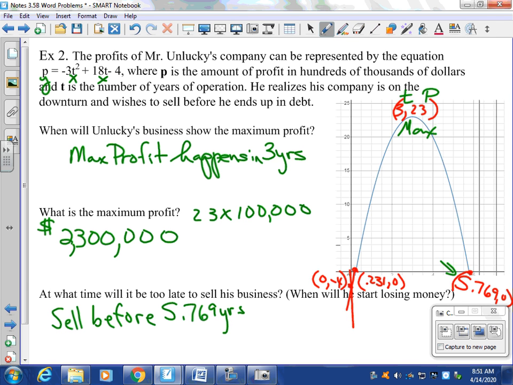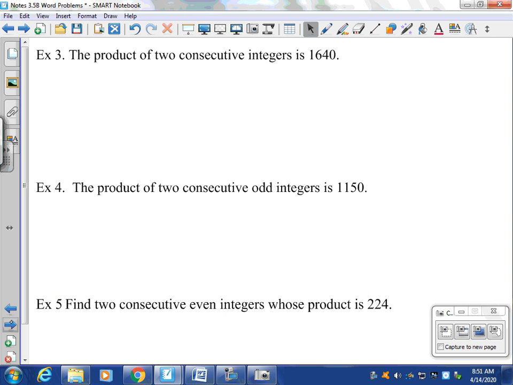And he can't sell it before 0.231 years. Because if he sells it before then, so if he starts his business in a month or two, that first couple of months he's still not making a profit. So he has to make sure he waits until after he starts making a profit to sell it. All right, so that's what you do with those kinds of problems.